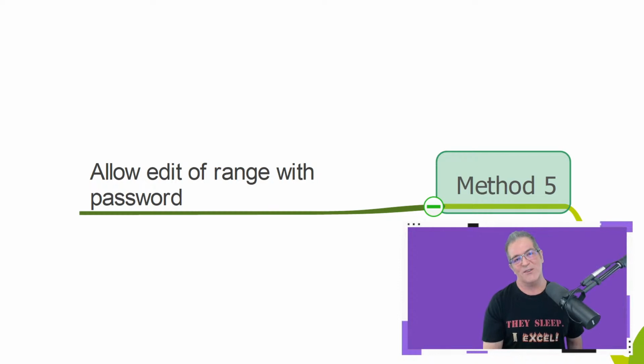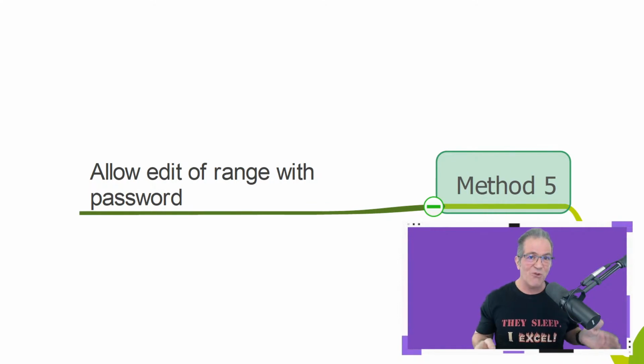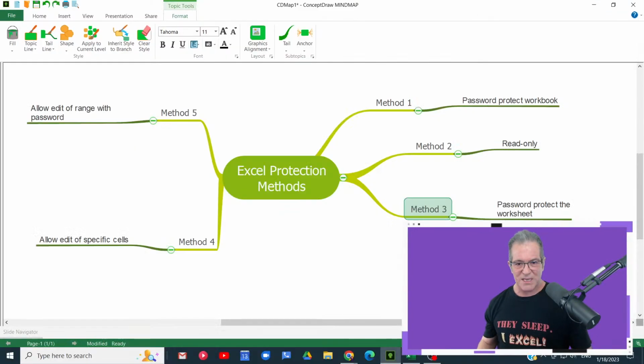And then method 5 is we're going to allow the edit of a range with a password. In this case, it's the range that has formulas in it. Anybody that wants to change the formulas can, as long as they have a password. All right. And that is going to be it for today.